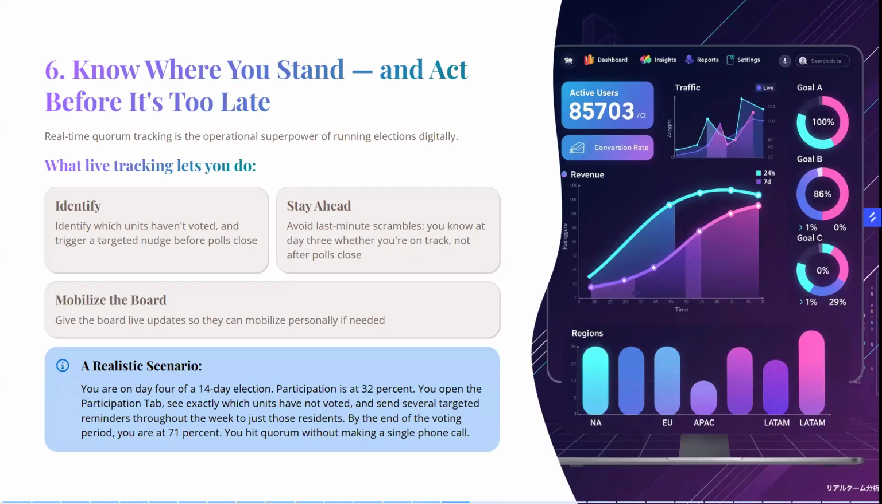And here's a realistic scenario. You are on day 4 of a 14-day election. Participation is around 32%. You open the participation tab, see exactly which units have not voted, and you send several targeted reminders throughout the week to just those people. By the end of the voting period, you're at 71%. You hit quorum without having to make a single phone call. That outcome comes from having the right information at the right time and a way to act on it immediately.